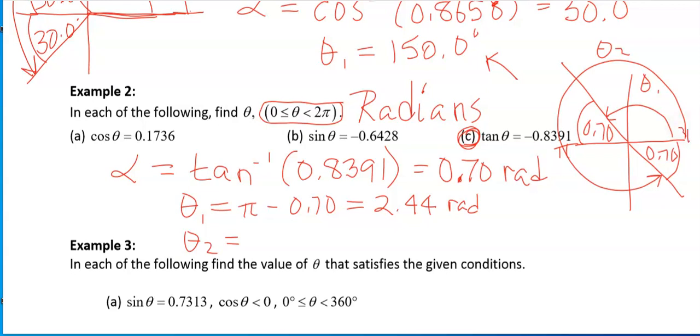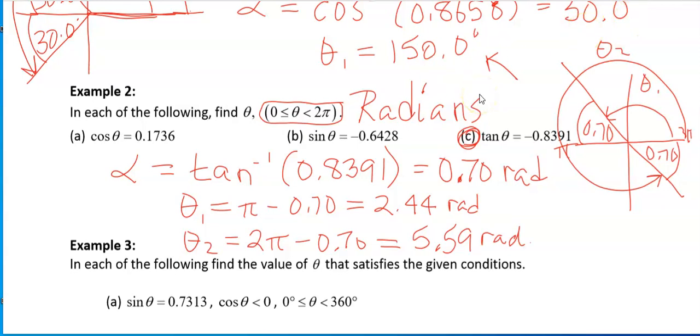a complete revolution all the way to there. So that would be 2 pi minus the reference angle, 0.70. And so that's going to give you approximately 5.59 radians. And there's your 2 solutions right there. Okay, there's your 2 solutions. So that's how you solve these trigonometric equations for radians.